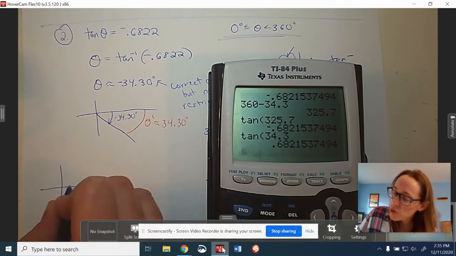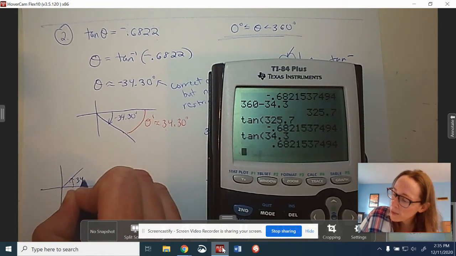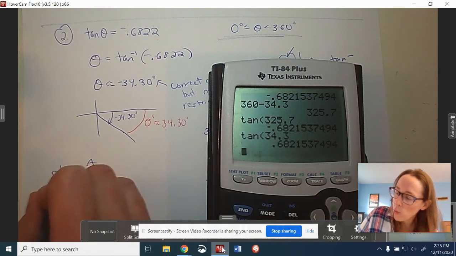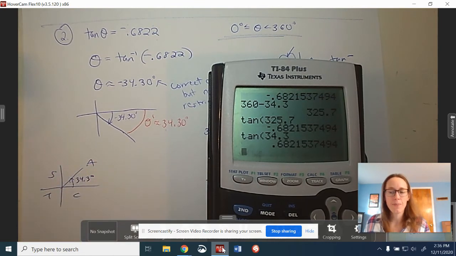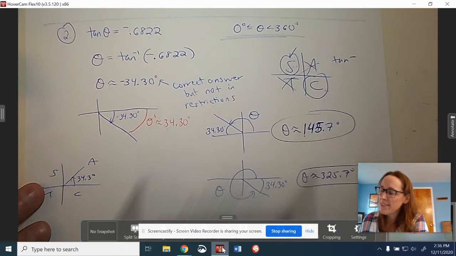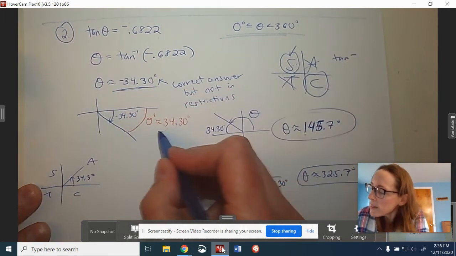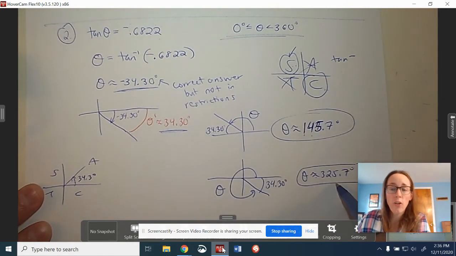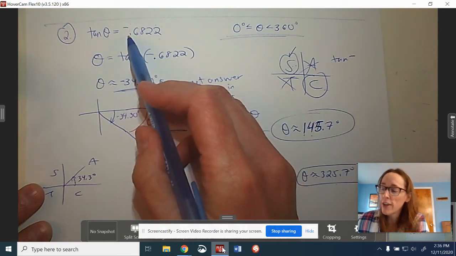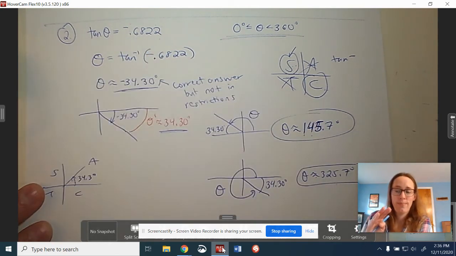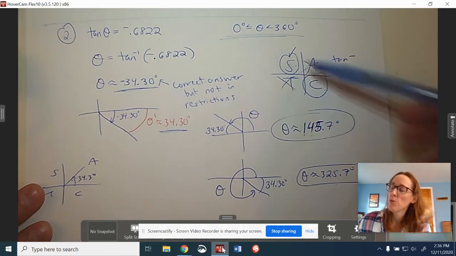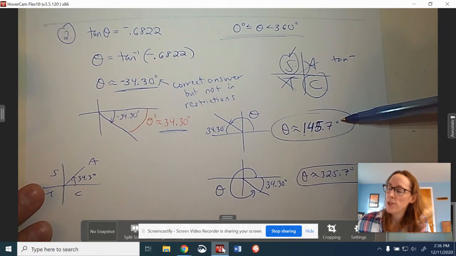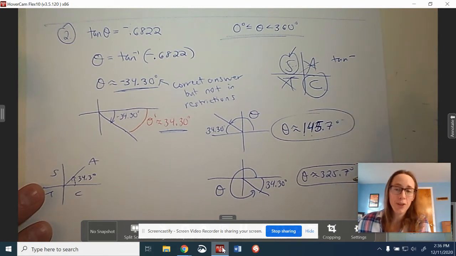And if we were to sketch regular 34.30, that would be quadrant 1 where everybody's positive. So the fact that this angle, this angle, this angle, and this angle all have the same reference angle means when you do tangent, you're going to get the 0.6822. To get a negative, you have to make sure you're in quadrant 2 or 4. This is quadrant 2 with the appropriate reference angle. This is quadrant 4 with the appropriate reference angle. That's why those are our answers.